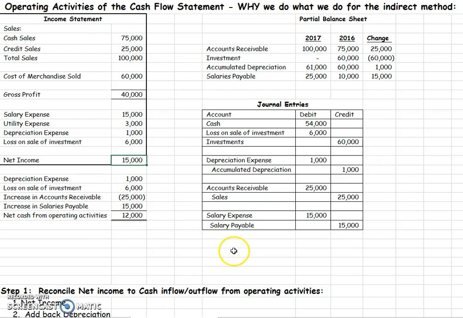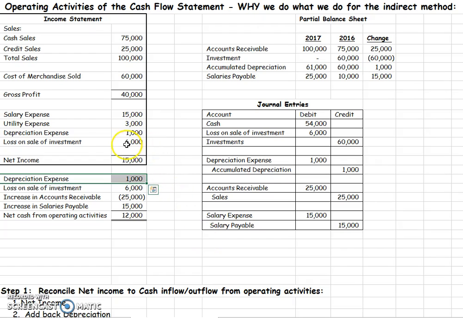Let's talk about why. Depreciation expense is an expense, and it made my net income go down. However, it didn't have anything to do with cash. If you look at my journal entry that would have been made, you debit depreciation expense and credit accumulated depreciation each time you have an adjustment for depreciation, and there is no cash coming out. So we need to add back in that. So that's what I've done right here. I've added back my depreciation expense.